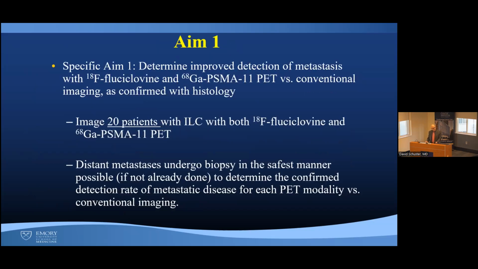So our specific aim 1: determine improved detection of METs with fluciclovine and gallium PSMA-11 versus conventional imaging, as confirmed with histology. Our goal was to image 20 patients. And if possible, we would biopsy in the safest manner, if not already done, as many lesions as possible.